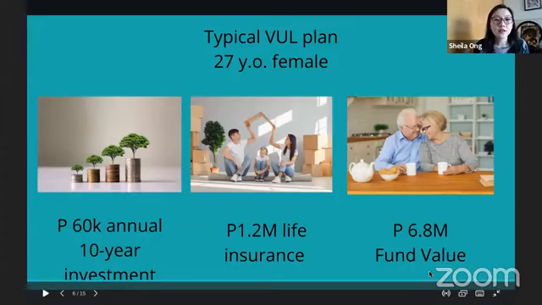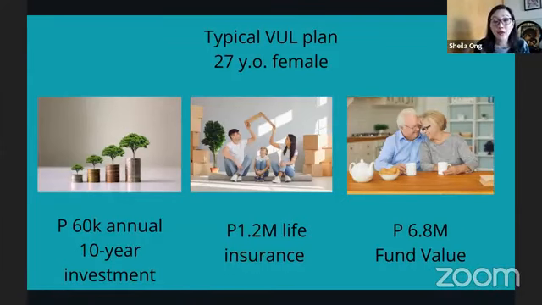I have here a typical VUL plan. I will share screen. So this is a typical VUL plan. A 27 year old female. She planned to invest 5,000 per month. That gives 60,000 annual investment for the next 10 years. Since this is a customized plan, she wants to have this plan for her retirement.